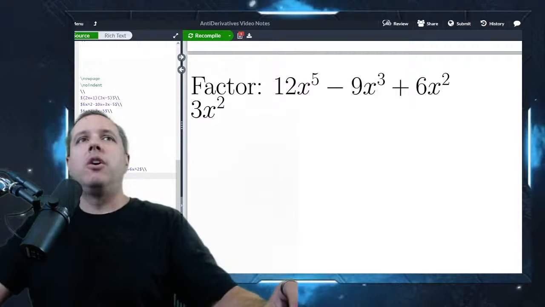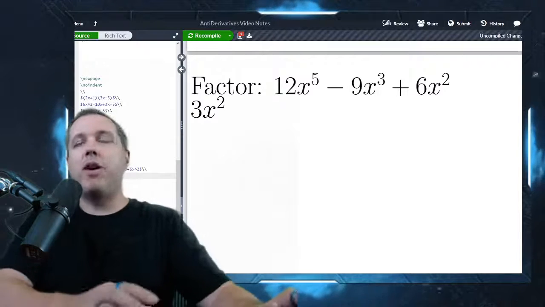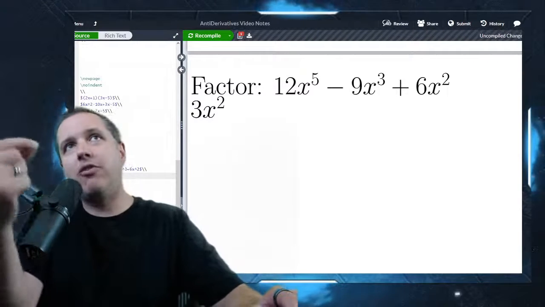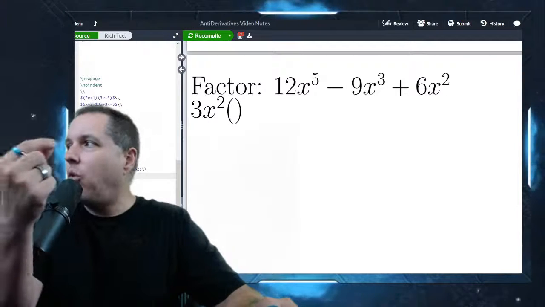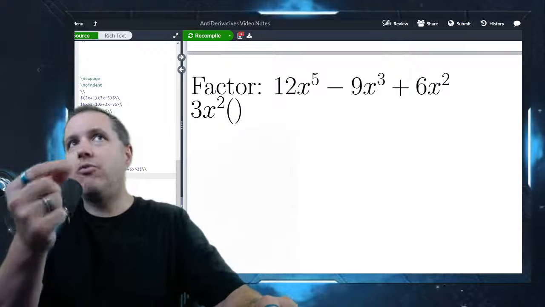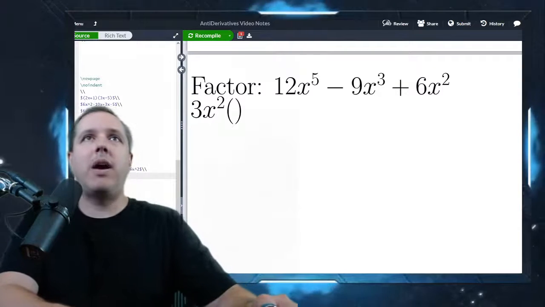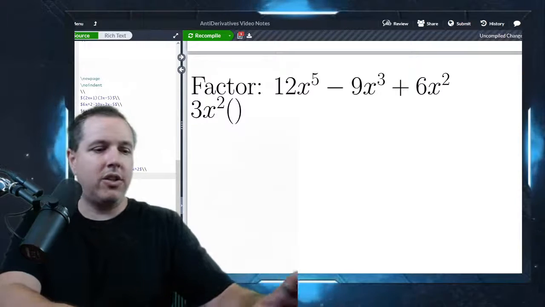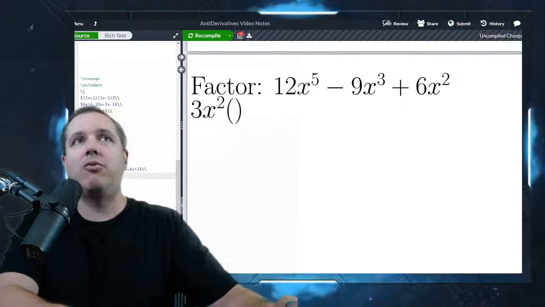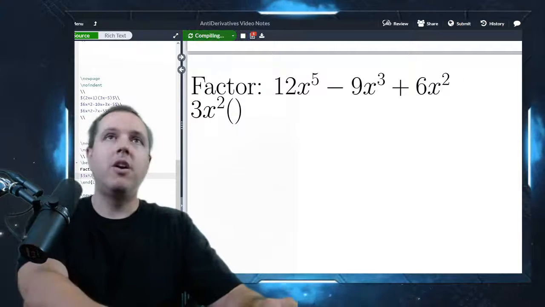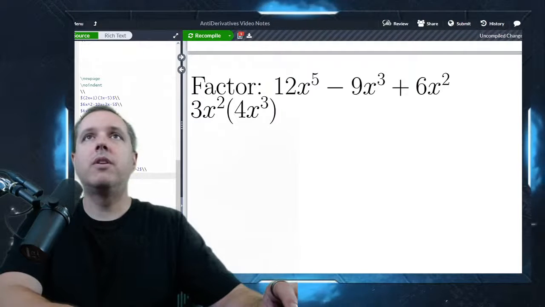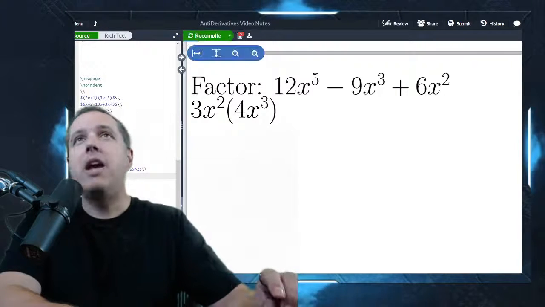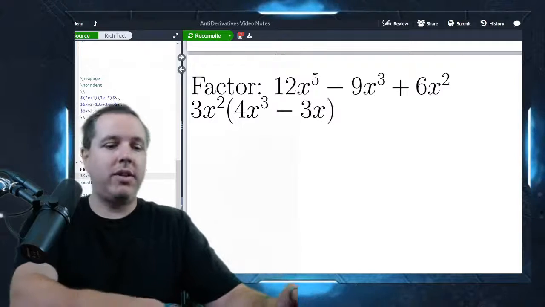All right, so it's kind of like reverse distributive property here, right? We're dividing a 3x squared out from each of these. So what's left once I divide out the 3x squared? Well, from the first term, I'm left with 4x cubed, right? Because that's what's left once I take out the 3x squared. Minus 3x. Watch those signs. And then let's see, plus 2?